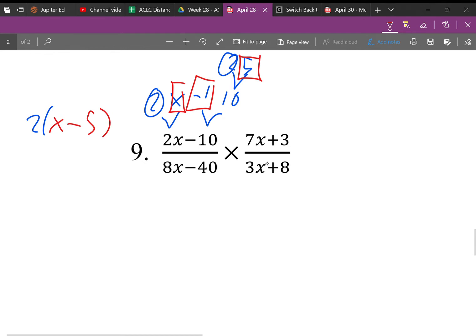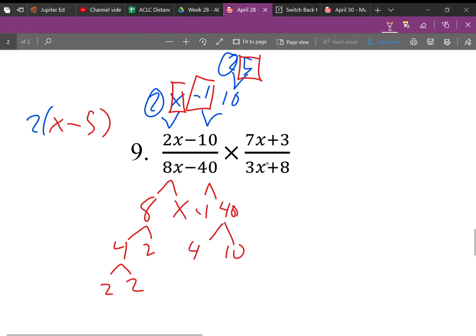Now let's look at the bottom. Again, I separate the number from the variable, 8 and x. Now 8 breaks down twice. It breaks down into 4 times 2, which then becomes 2 and 2. Negative 40, separate the negative first. Negative 1 times 40, and then 40 breaks down a couple of times. 40 is 4 times 10.